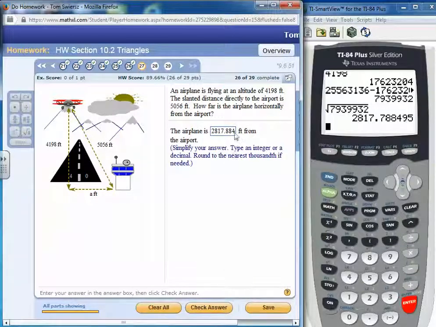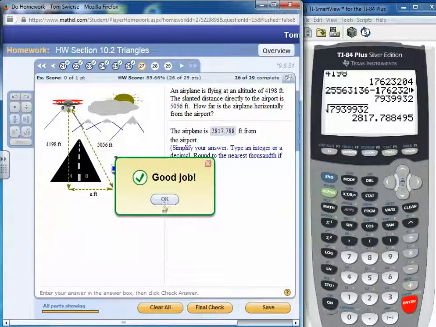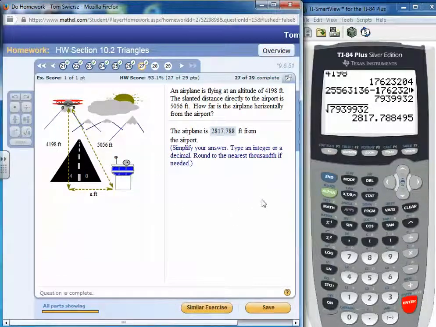Whoa, whoa, whoa. Sorry. 0.788. Sorry. Let's look at that number. 2,817 point. I put in the wrong number. 788. I was concentrating on the 4. There it is. Good job. I thought we did it correctly. Okay, so very good. Again, apply the Pythagorean theorem.